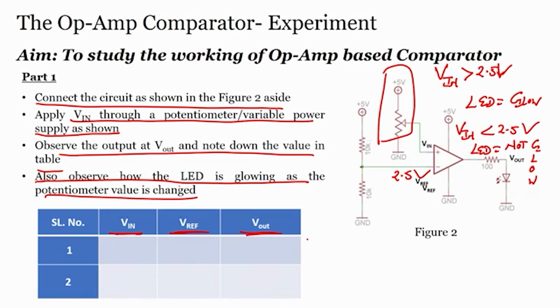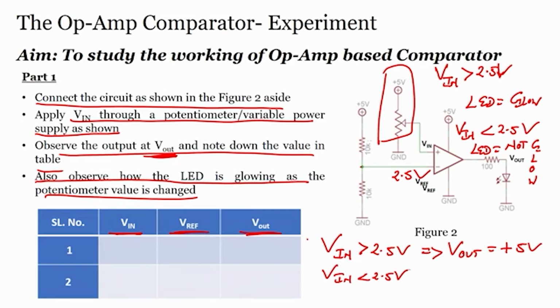So, we will see if we use LED it will glow, if we are not using it then we can only measure the V out, and this we will see that V out would be plus 5 volts. So, what we are assuming, if V in is greater than 2.5 volts, our V out will be close to plus 5 volts. If V in is less than 2.5 volts, our V out would be 0 volt. This is what we are assuming, alright. Now, let us do actual experiment and see whether we get these values or not, alright.